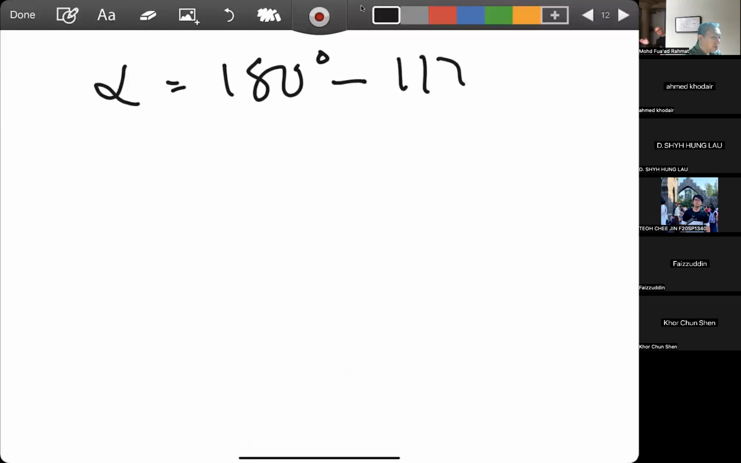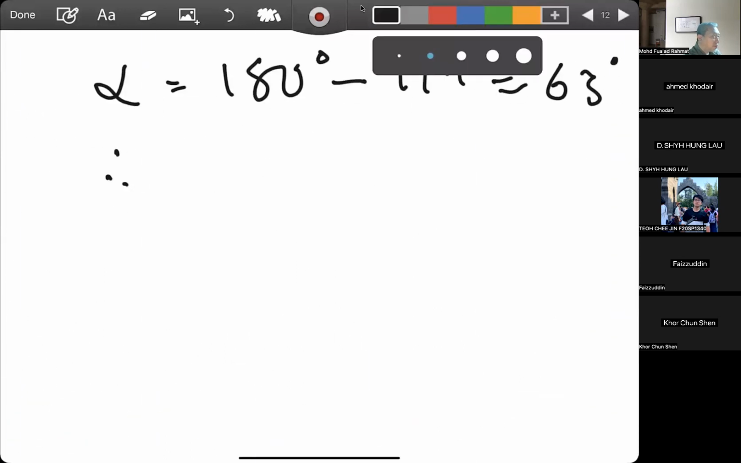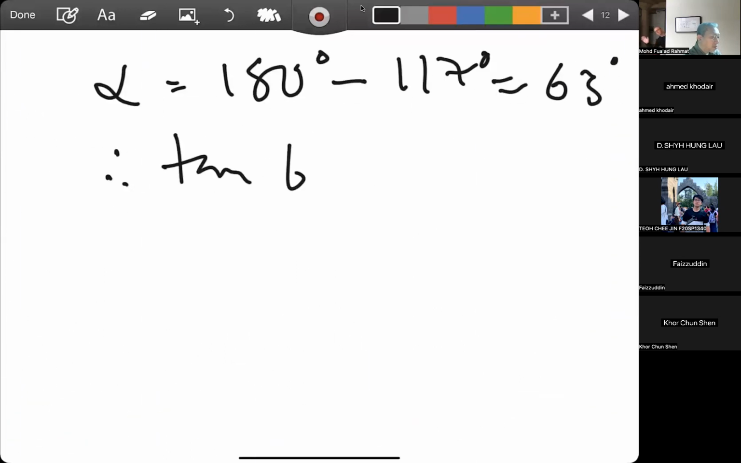180 minus 170. MashaAllah, tabarakallah. Okay, 63 degrees. So, we want to find the alpha because we want to know what is the distance here. Okay, the distance, let's say x. So therefore tangent 63 degrees is 9.46 over x.